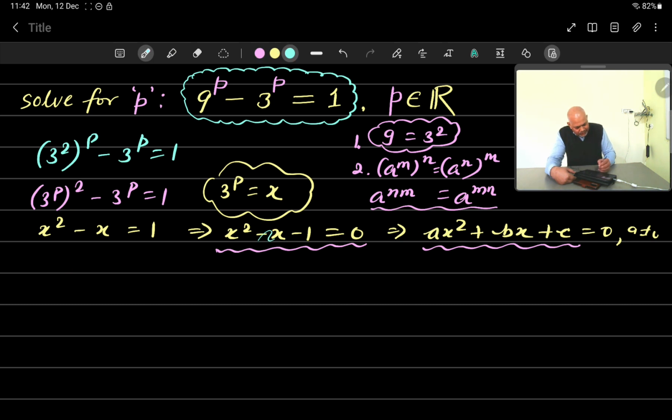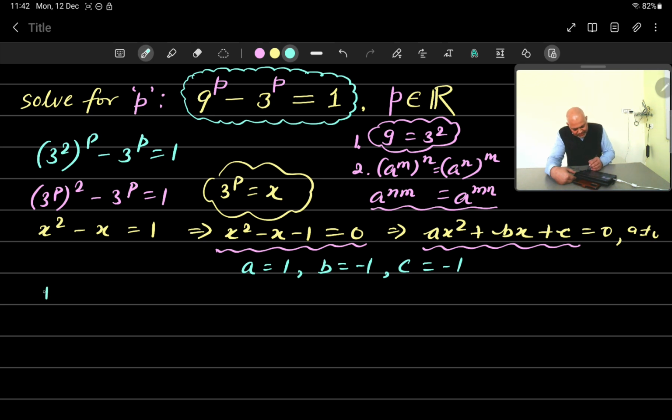The coefficient of x square is a, and here it is 1, so a equals 1. The coefficient of x is b, and here it is minus 1, so you can write b equals minus 1. The constant term is c, and here it is minus 1, so c equals minus 1.